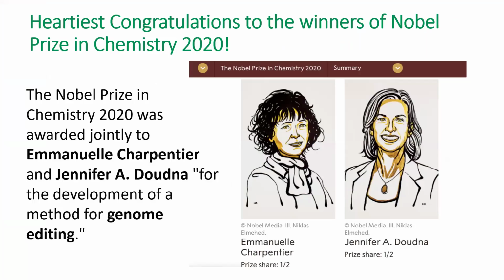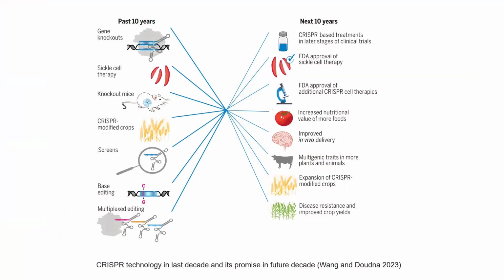And most recently, Emmanuel and Jennifer got the Nobel Prize for their very profound work, that is genome editing, the sharpest molecular scissors used for editing. They considered that these tools can be utilized for rewriting biology. They discovered genome editing in 2012, and over the last decade, lots of things have developed.